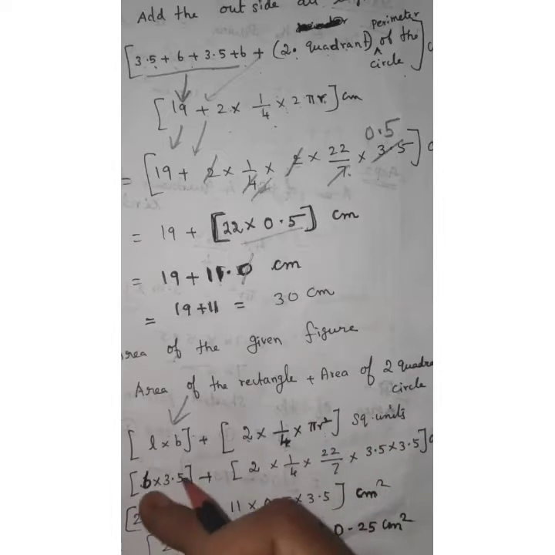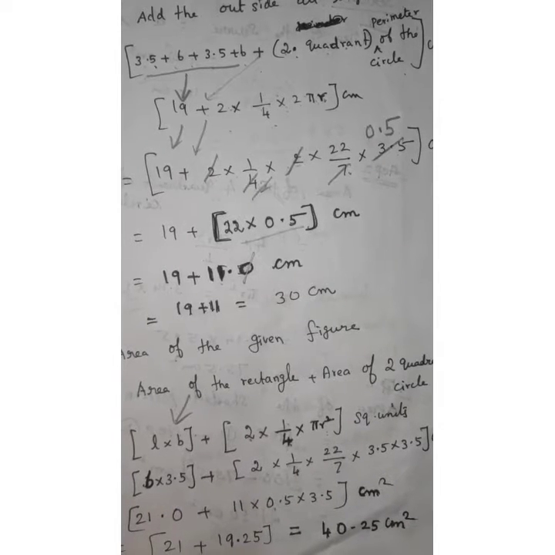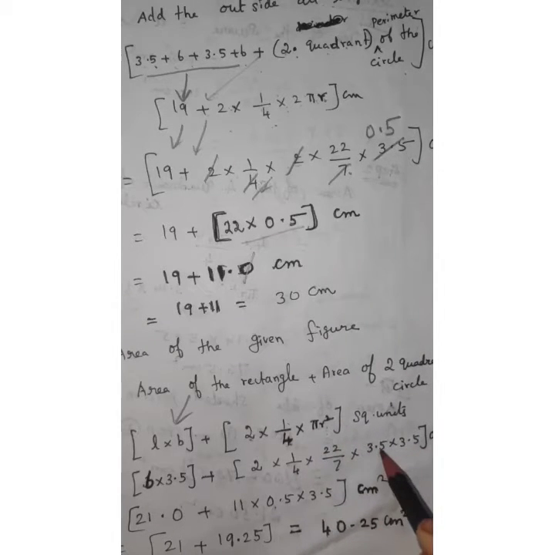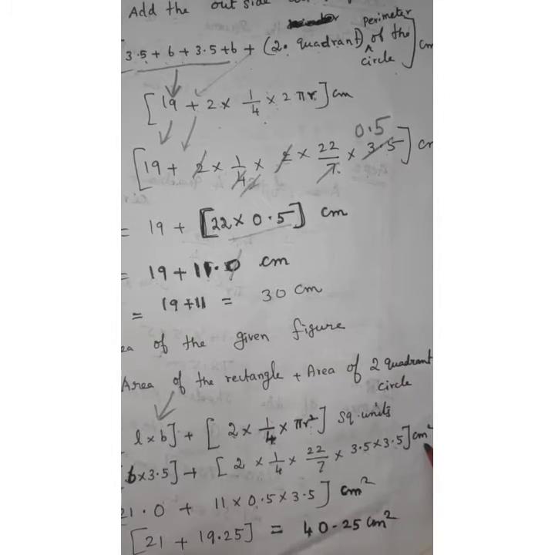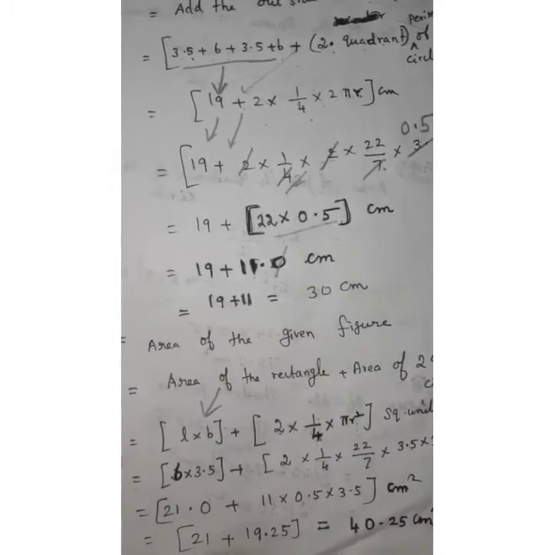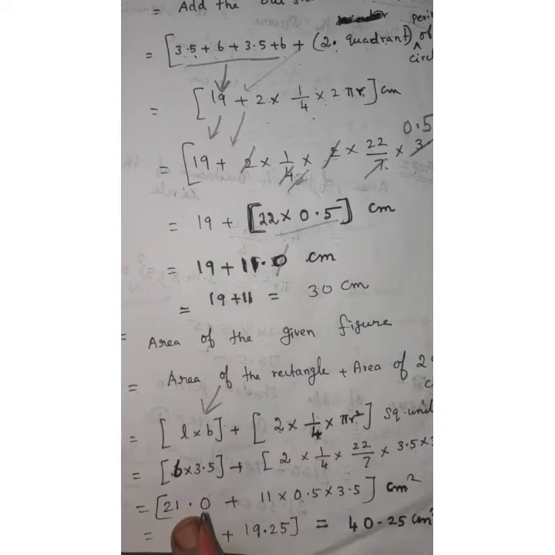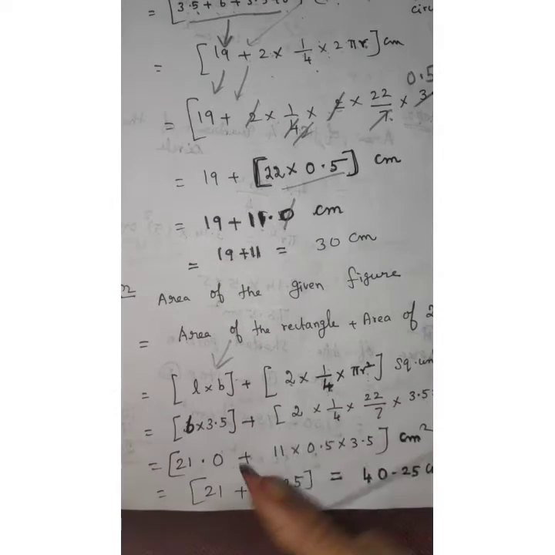So L value equals 6, B value equals 3.5 centimeter, plus 2 into 1 by 4 into pi value 22 by 7. R value equals 3.5. R squared is 3.5 into 3.5 centimeter squared. You must write the square units there. These two numbers you multiply: 6 into 3.5 equals 21.0.